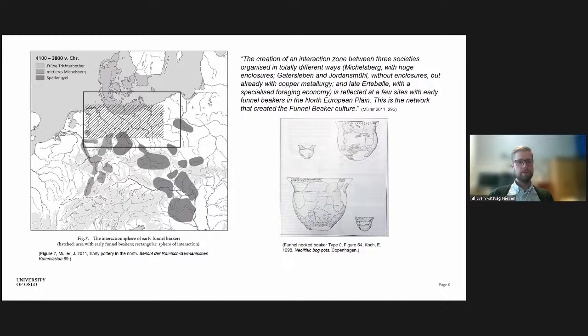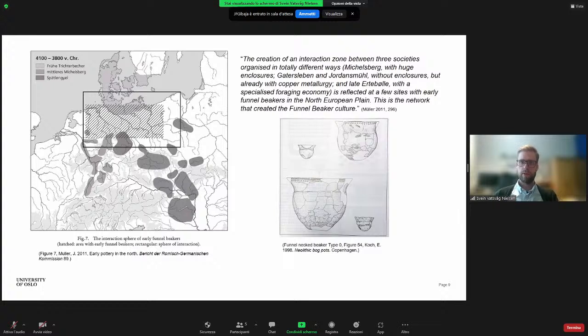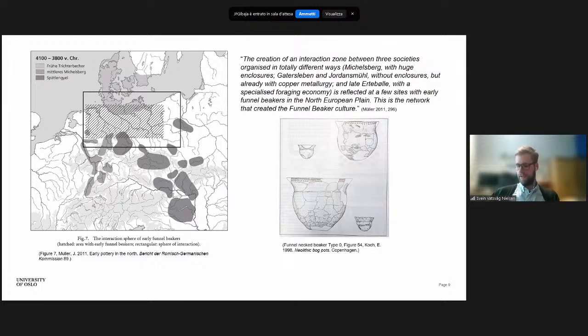So the background of the start of the Neolithic in Scandinavia, or the start of the funnel beaker culture, was summarized some years back by Johannes Müller, with the recognition of this interaction zone between three societies that were organized in totally different ways, which is reflected at a few sites with early funnel beakers in the North European plain. So this is the network that created the funnel beaker culture, stated by Johannes Müller. We see an example of the earliest funnel beaker types from Denmark, from Eva Koch's publication. And shortly after this first appearance of pottery, the funnel beaker culture spread all around southern Scandinavia.